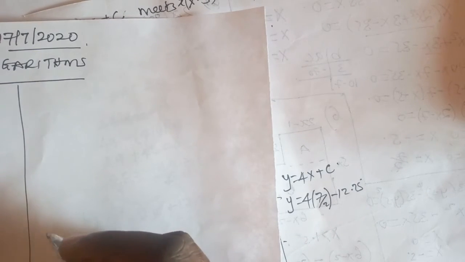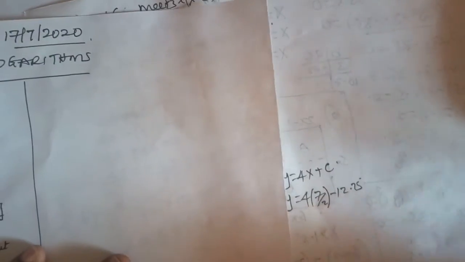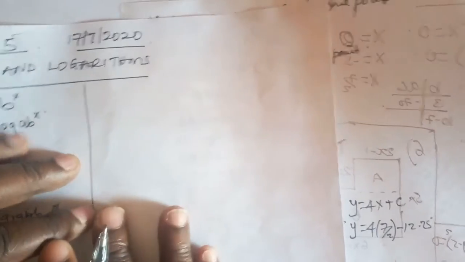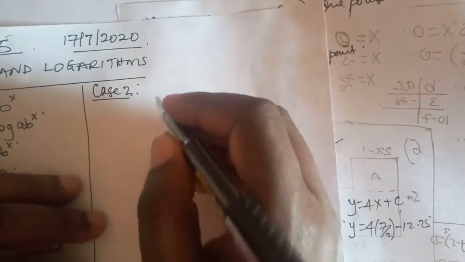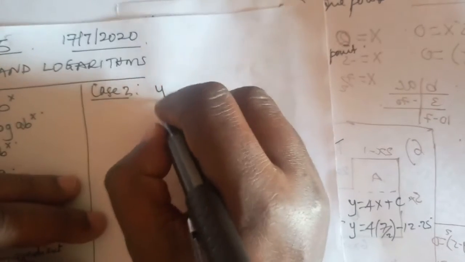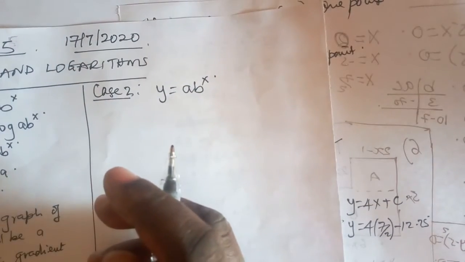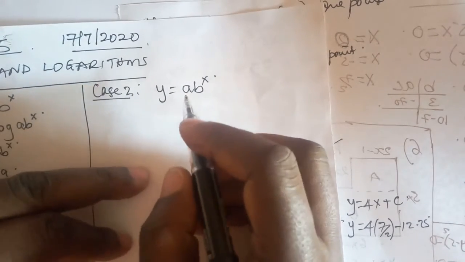If you have now, let me call it case 2. We have understood case 1. Case 2 is when we have y equals ab raised to power x. When we have ab raised to power x, we again need to introduce the logarithm on both sides.